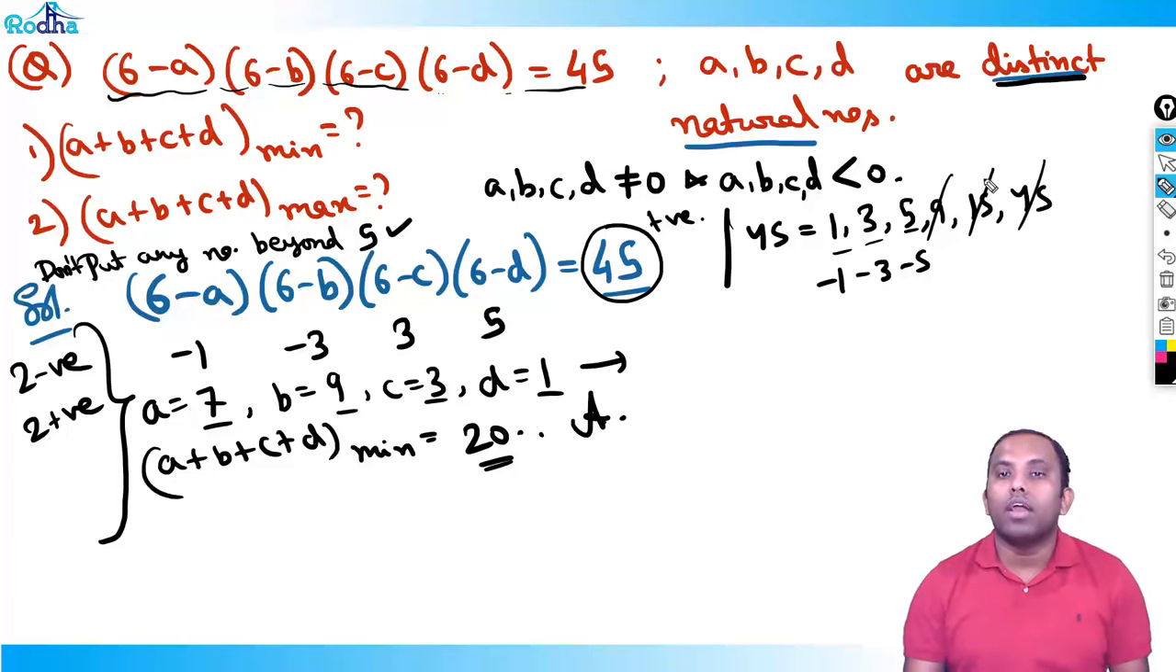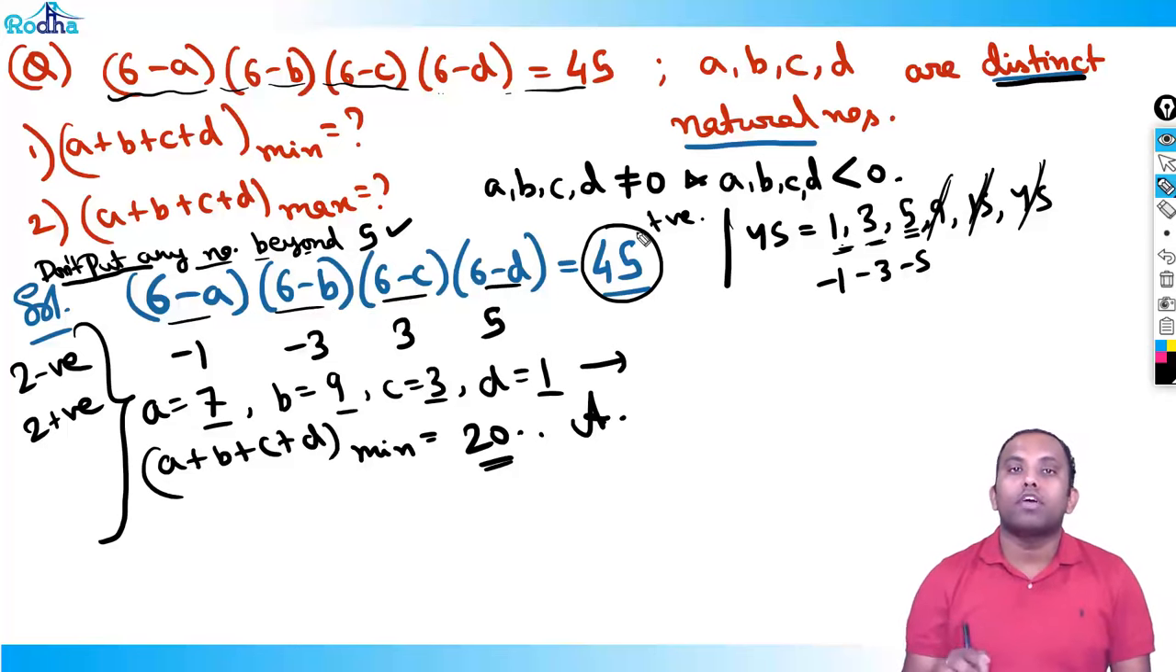Two negative because I can't put any number beyond 5. So these factors are gone. Only 3 distinct numbers are here, but I require 4 distinct numbers: 1, 2, 3, 4. That means I have to use negative also. And since the whole result is positive, it has to be 2 negative and 2 positive. So A plus B plus C plus D, the minimum value is 20. Now for maximum value.